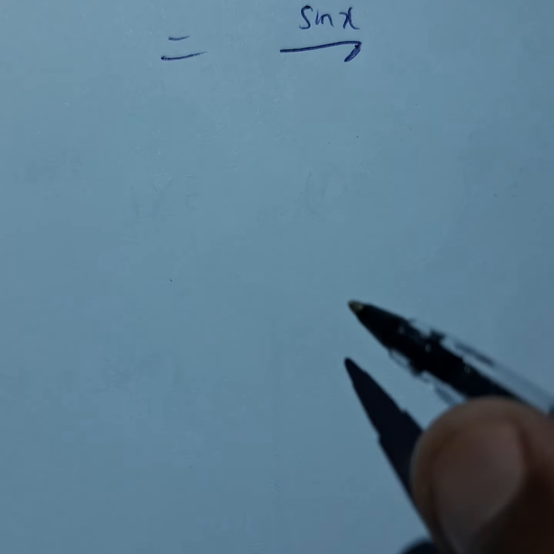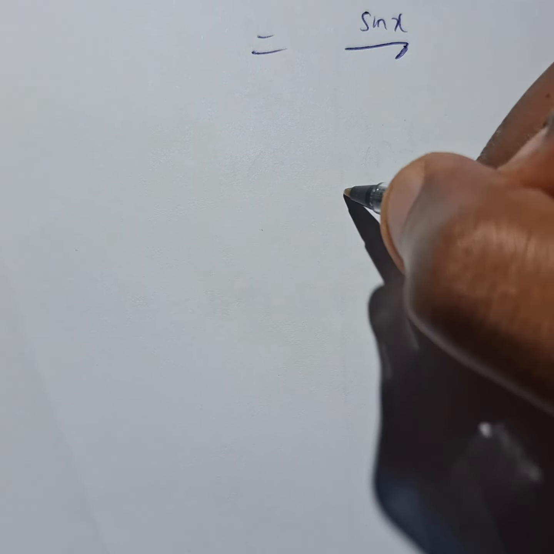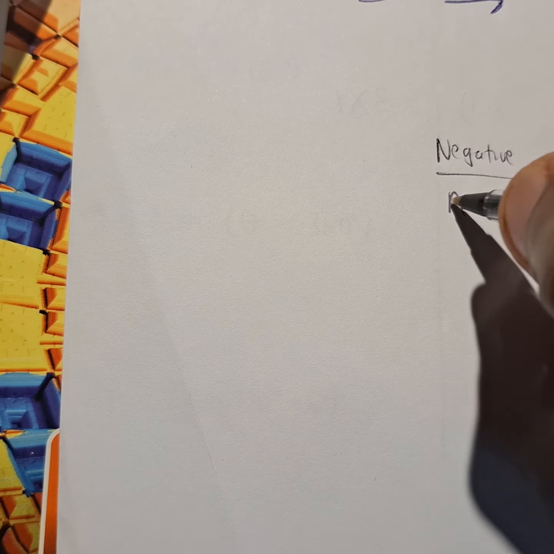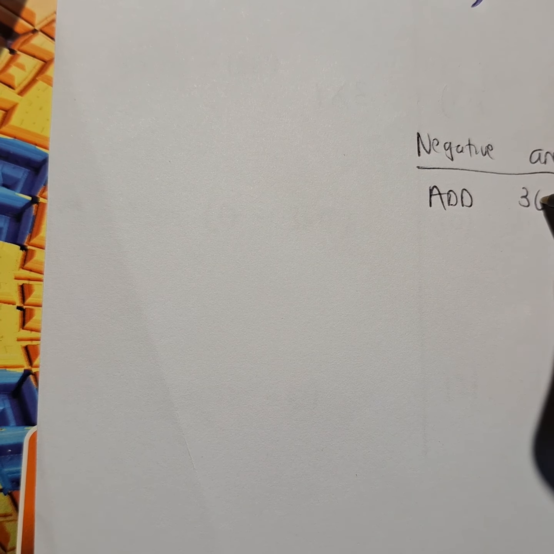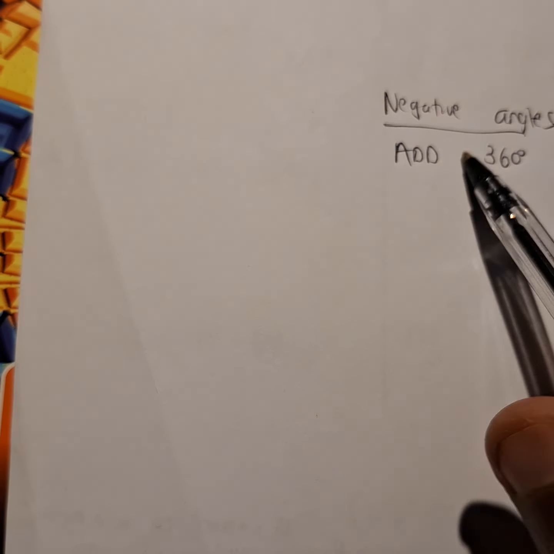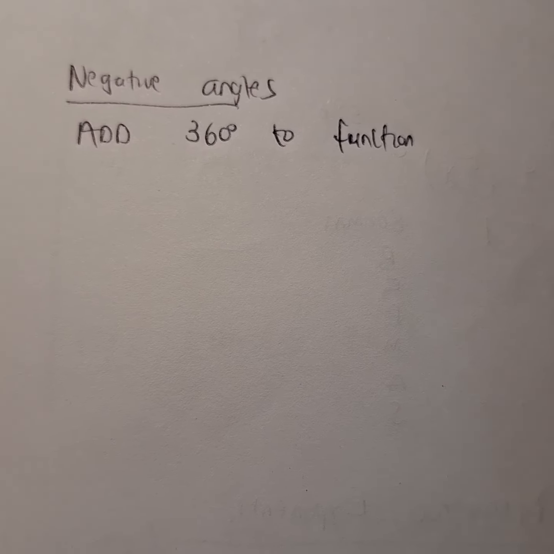Then there's one more thing that I feel is of grave importance, and that is negative angles. Whenever we have negative angles, we add 360 degrees to that particular function value, whatever it is, because it's a negative angle.